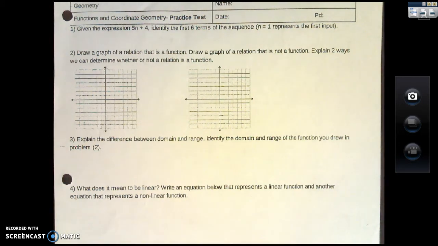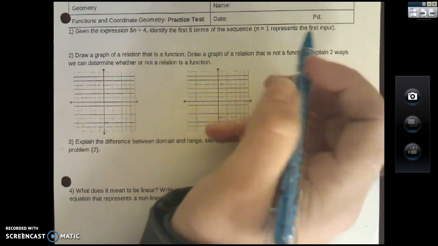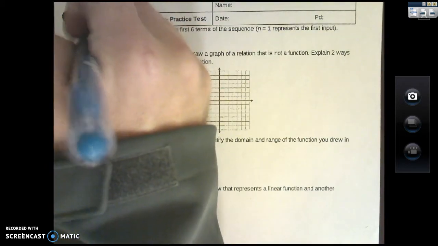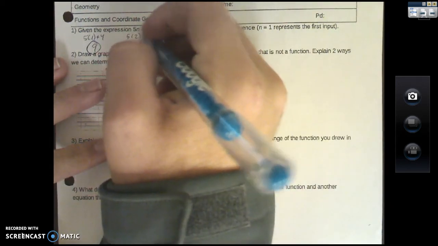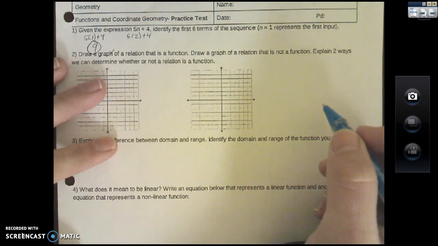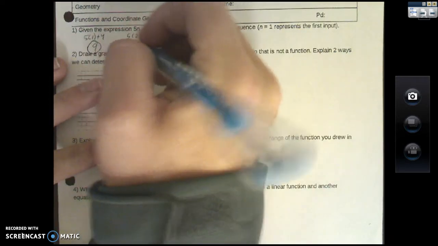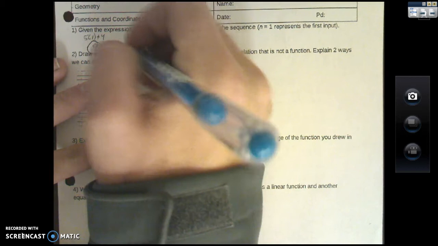Okay. So first thing, number one, given the expression 5n plus 4, identify the first 6 terms of the sequence where n equals 1 represents the first input. All I'm doing here is I'm putting in 5 times 1 plus 4. And that gives me 5 times 1 is 5 plus 4 is 9. That's my first term. Then I'm putting in 5 times 2 plus 4. Well, 5 times 2 is 10, plus 4 is 14. There's my second term. And I'm just going across.